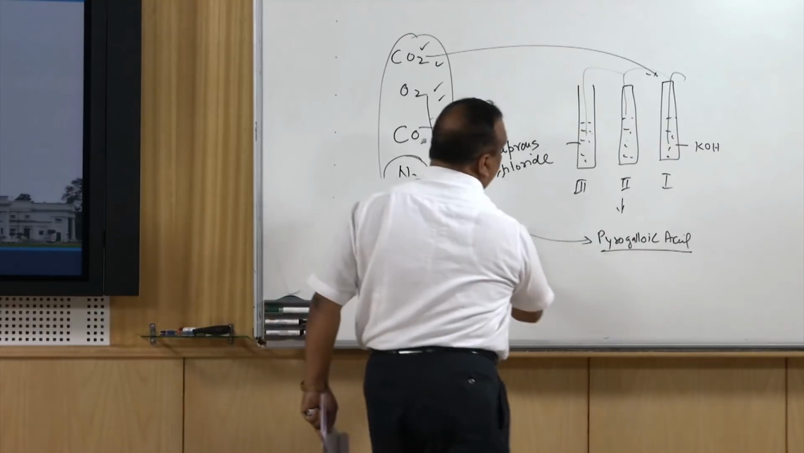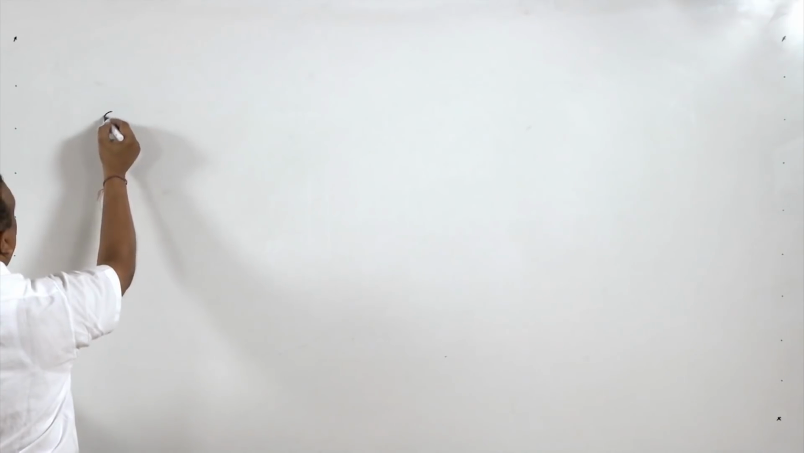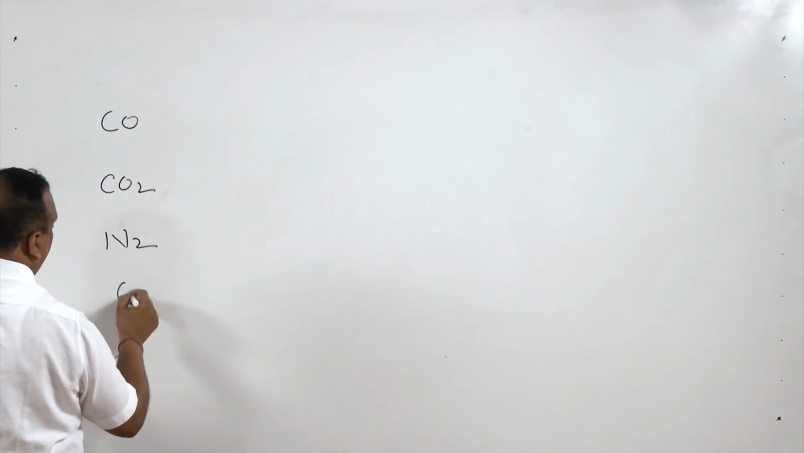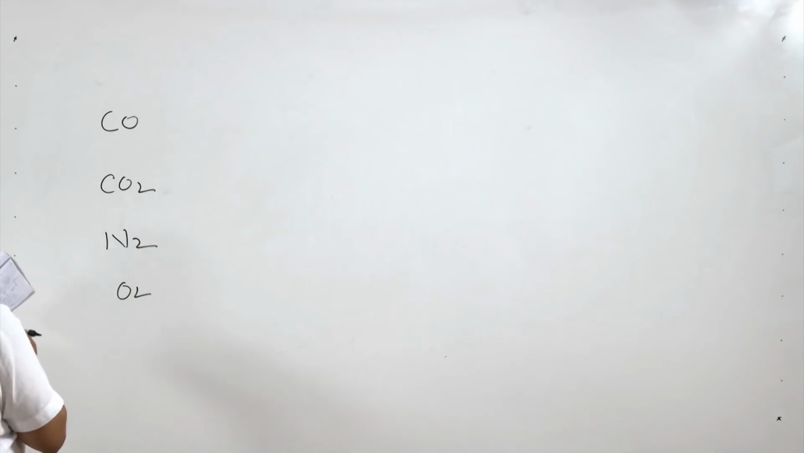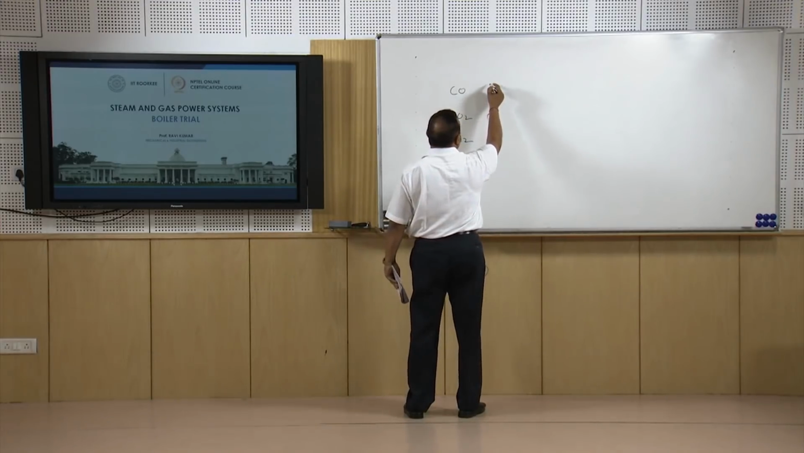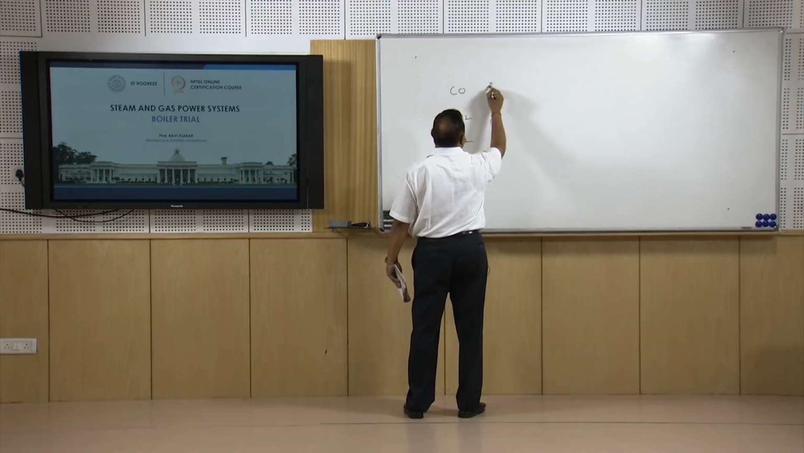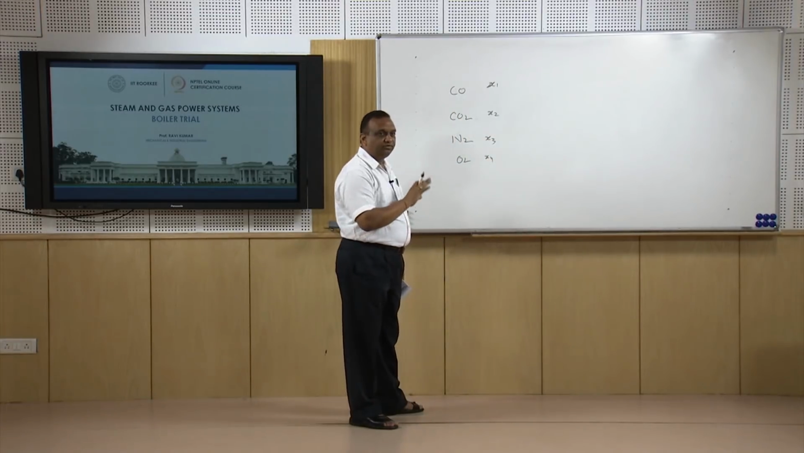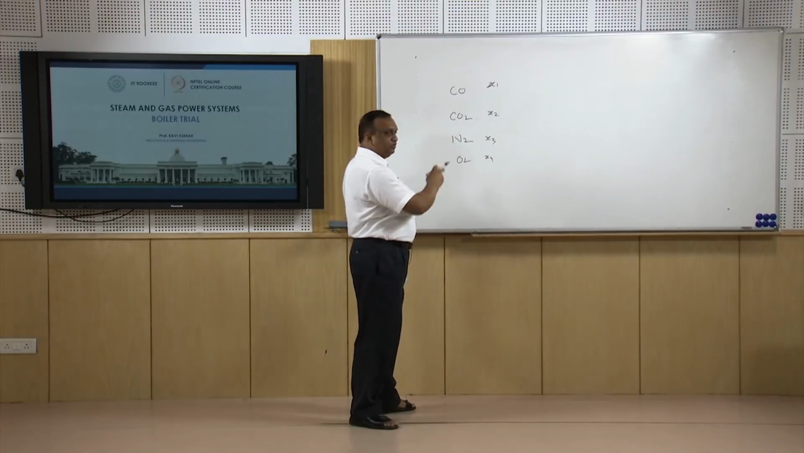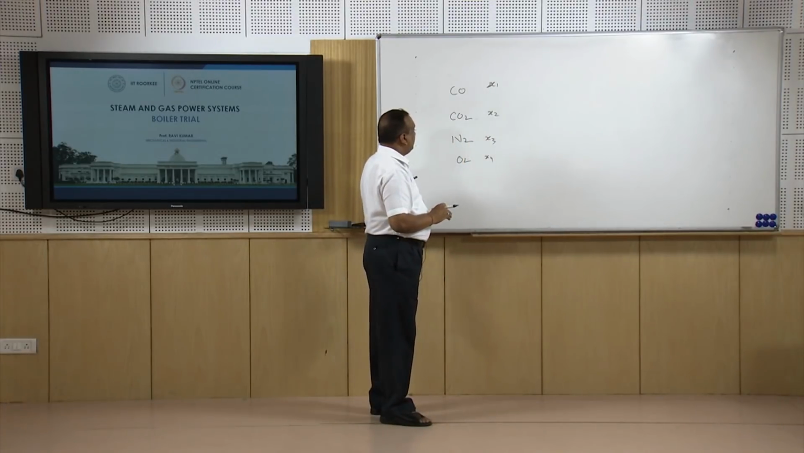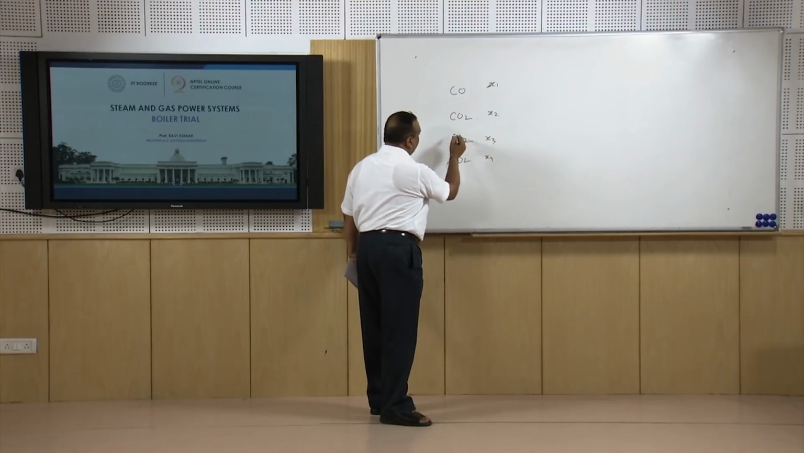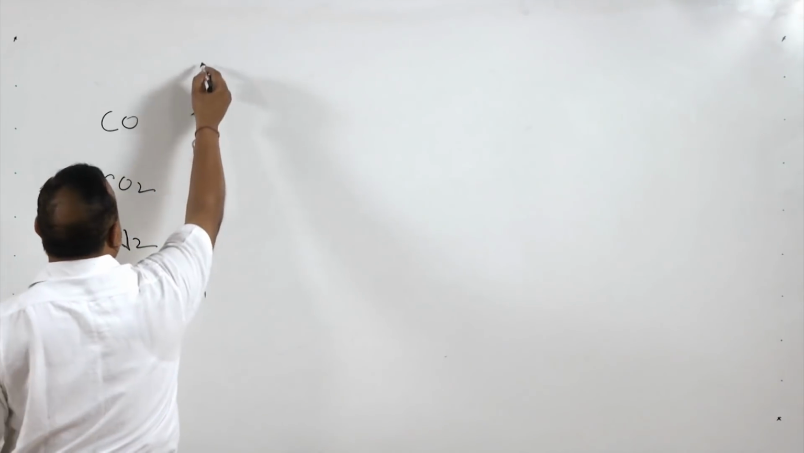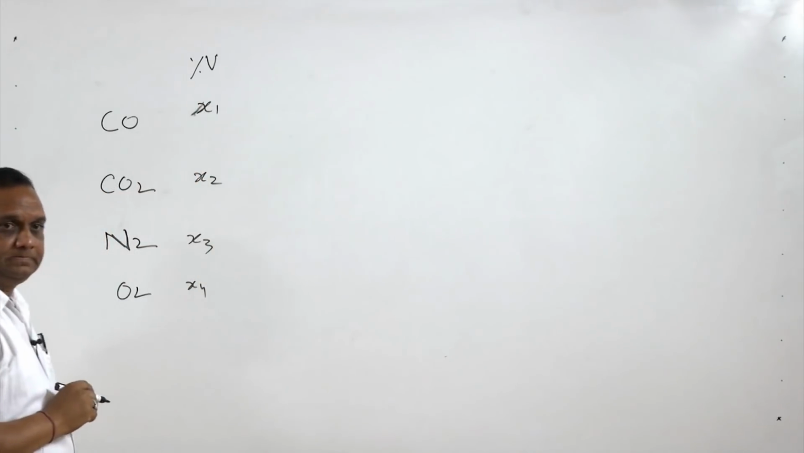So for this, we will prepare a table. Suppose in the flue gas analysis, CO, CO2, N2 and O2 have volumetric fractions X1, X2, X3 and X4. This is the volumetric fraction. Suppose 5% is CO, 30% is CO2, 40% is N2, 5% is O2, something like that. So they are figures. Now we have taken the percentage volumes as variables, right?